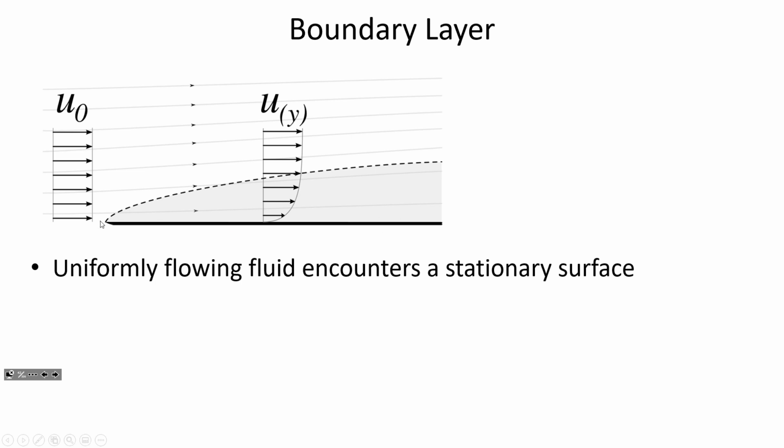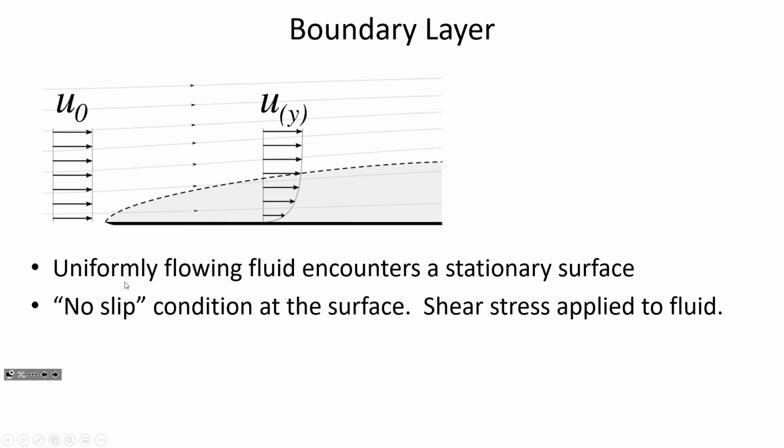and then the flow encounters, think of this as just a sheet of metal maybe. So what would happen is, because of the no slip condition, the water that is in immediate contact with this stationary surface stops. And this dashed line represents the boundary between where the conditions are influenced by the stationary surface and not influenced. So the no slip condition at the surface of the stationary material means that a shear stress is being applied to the fluid.